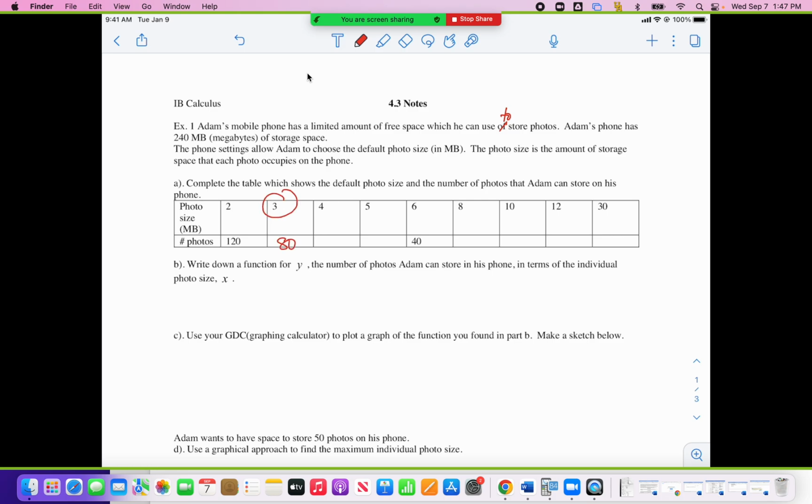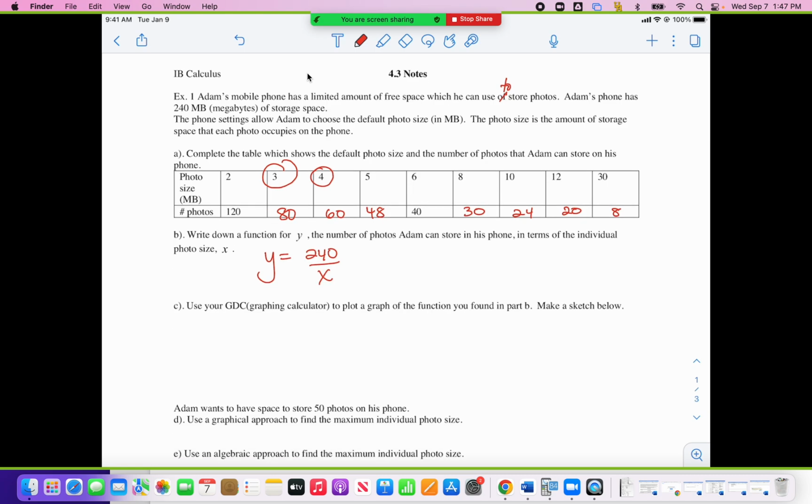80. Okay, how about for 4? 60. How about for 5? You might need a calculator. 48. All right, how about for 8? 30, 10, 24, 20, and 8. So what we're getting is y equals 240 divided by x.